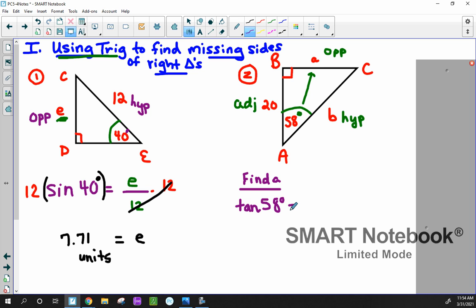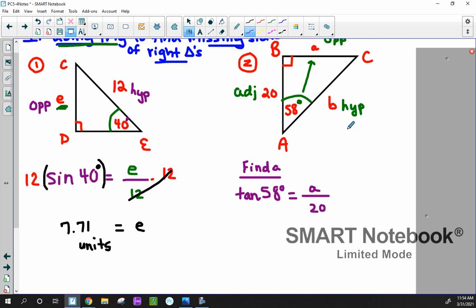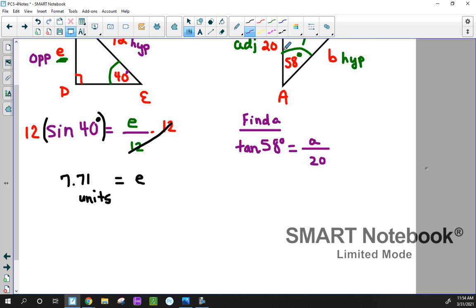And then the definition again is opposite, so put the opposite side on top, and that will be my variable A. And then the adjacent side is 20. And so if you use your definitions, you'll be able to set up the trig equation fairly easily. And then your goal is to solve for A.